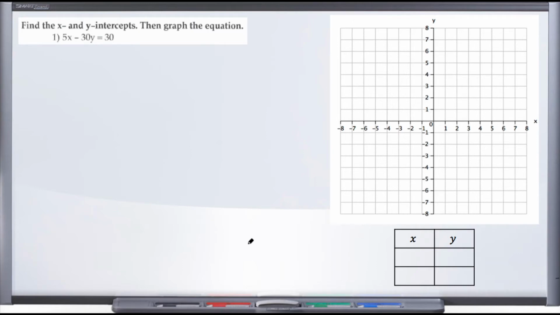All right, so let's go ahead and take a look at question number 1. The directions are find the x and y intercepts, then graph the equation. They give us the equation 5x minus 30y equals 30.